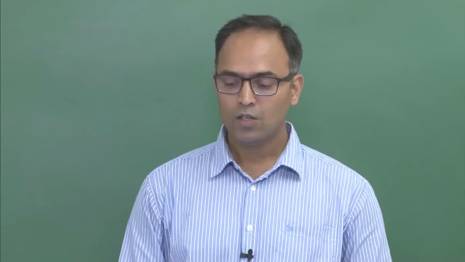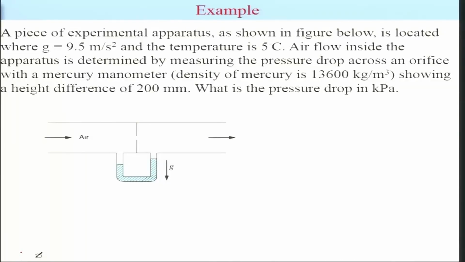We can end this lecture by doing an example. You have a piece of experimental apparatus as shown in the figure, where air is passing, and we are using G equal to 9.5, and the temperature is 5 degrees Celsius. Air flows inside the apparatus, and there is an orifice. This is your orifice, and we want to find the pressure drop across the orifice.